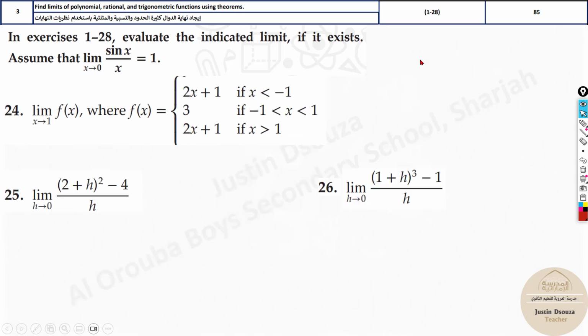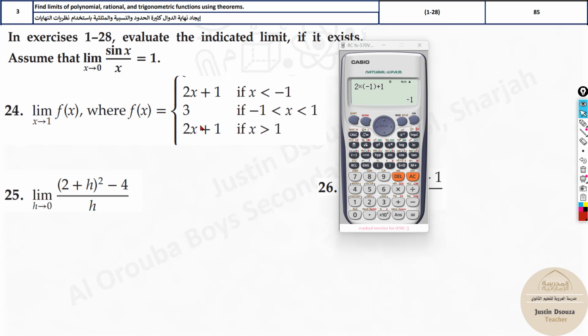Now we move on to the 24th problem. Take out your calculators and let's try this. So here again it's at 1. Now let's see where 1 exactly is at this point. At 1 it is 3. At the left side of 1, x is less than 1, that means you have to use this equation. One answer is 3. What about the right side? The right side of 1 is this equation.